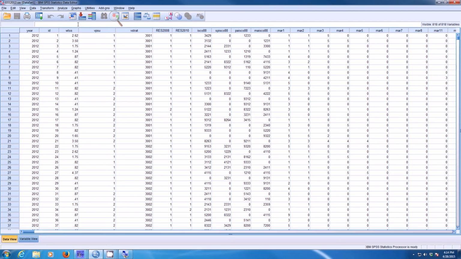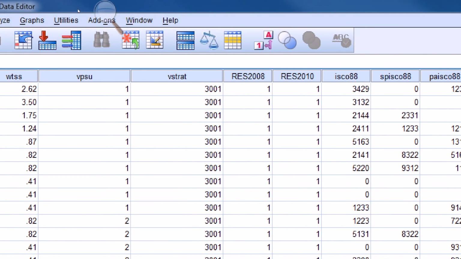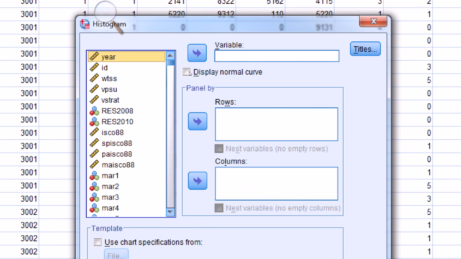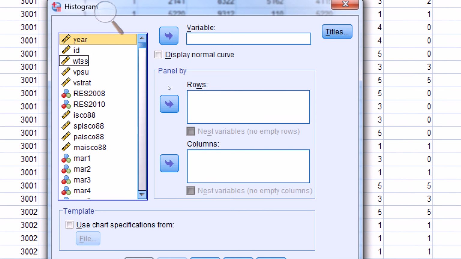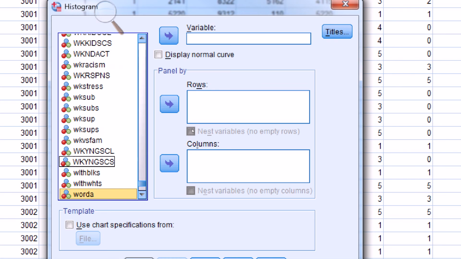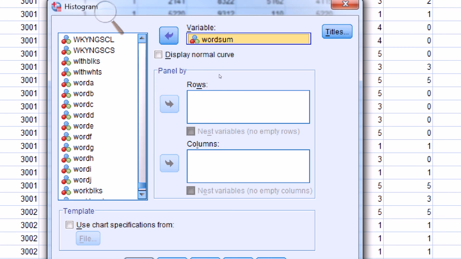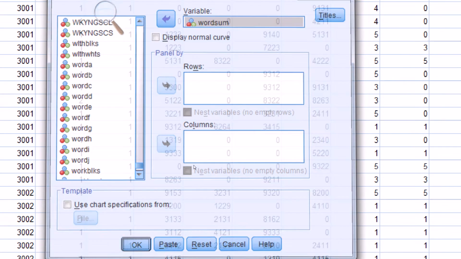And so one of those variables is something called word sum. And word sum basically is a variable that counts the number of correct answers that somebody got on a brief vocabulary test. So let's start by creating a histogram of this word sum variable. So if we go to Graphs, Legacy Dialogues, and then Histogram, we can select the word sum variable. And that's near the end of the variable list. And then we can move it over here to where it says Variables. And we can click on OK.